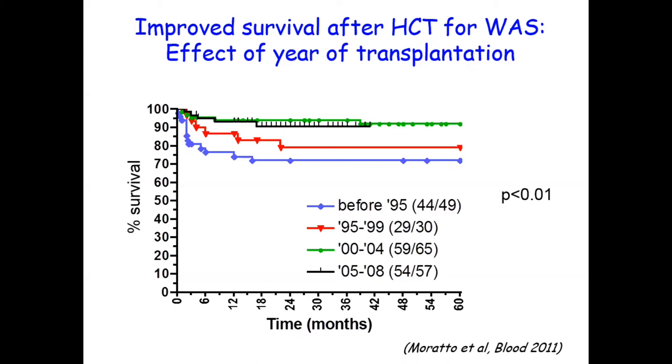There are other factors. I mentioned year at transplantation, and again, same study, now looking at the outcome of transplant regardless of the donor type, according to year of transplant. So before 1995, overall survival around 70%. In the most recent series, around 90% or over. So again, overall improvement over time, which is reassuring and, I think, important.